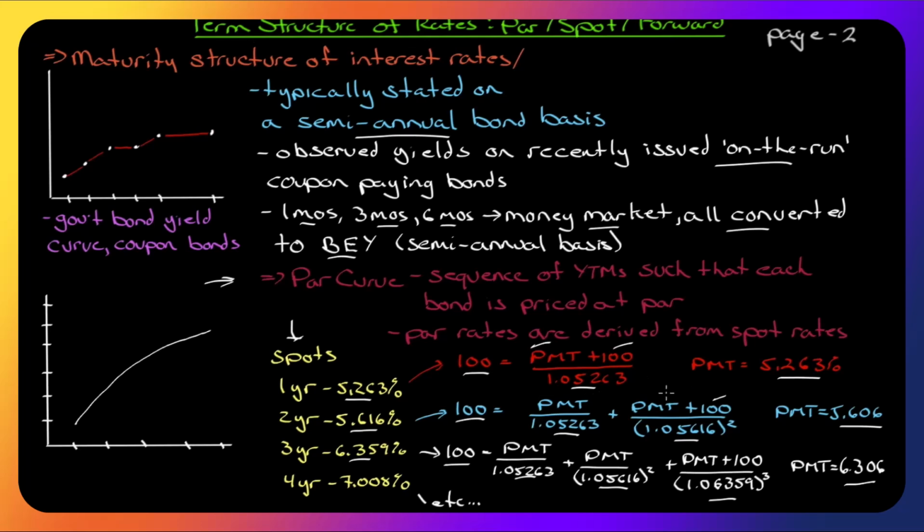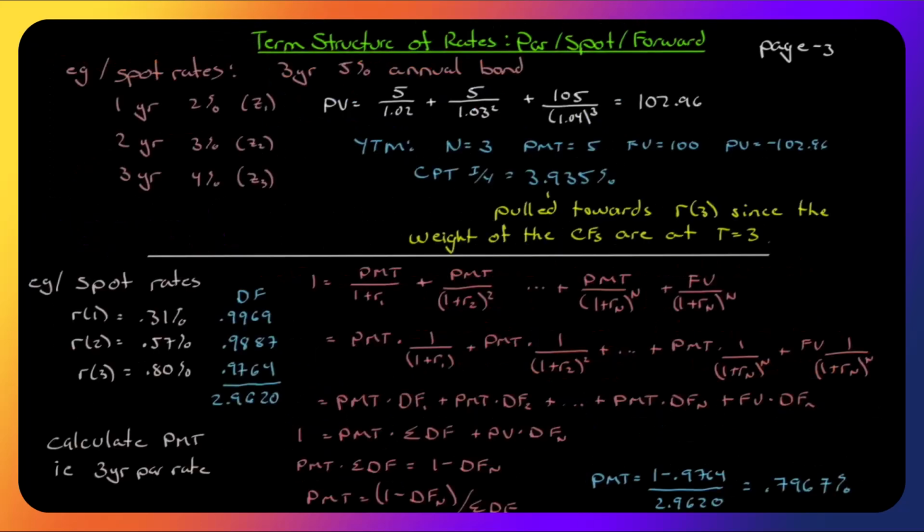Now, you would normally do this on a semi-annual bond basis. I'm just showing you how you arrive at your par rate. You arrive at your par rates by taking your spot rates and determining what coupon a bond would have to have given this structure of spot rates to arrive at a par bond. That gives you a par curve. So let's do a couple of examples here, just so that we're comfortable with what we know so far.